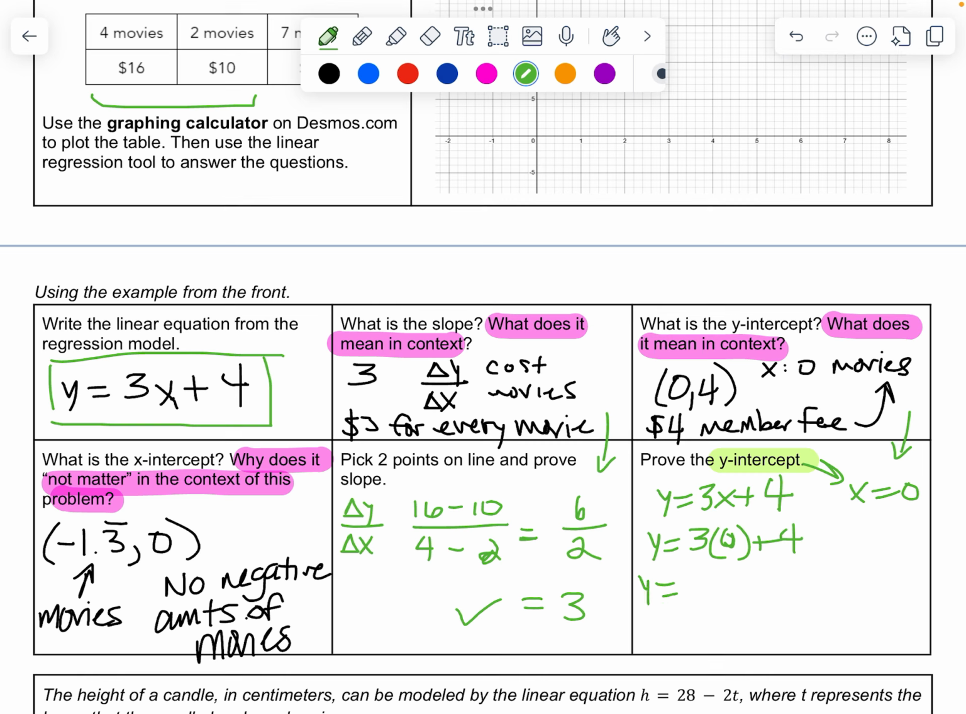3 times 0 is 0. And 0 plus 4, of course, would be 4. That checks out with what we had up at the top with the y-intercept being (0, 4). It checks out with the y-intercept being on the back end of that equation right there. Again, just being able to prove algebraically the things that we've discussed within an equation, within a function.